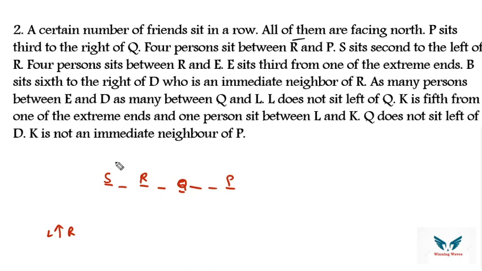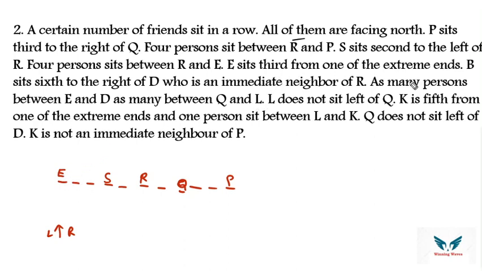Right? Then let's go to the next point. What does the next point say? 4 persons between R and E. So R, 1, 2, 3, 4. E. You cannot place E here. Why? Because P is already filled. So we'll go to the left side. 1, 2, 3, 4. So here you can fill with the person called E. So R, 1, 2, 3, 4, E is present.